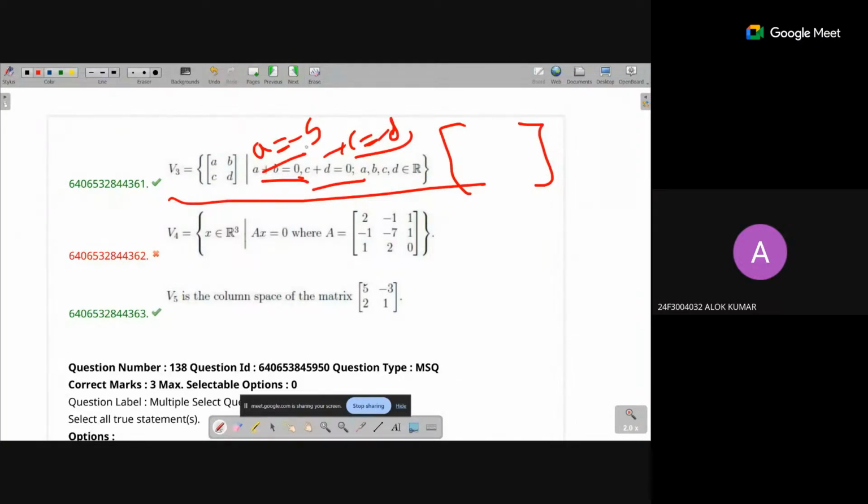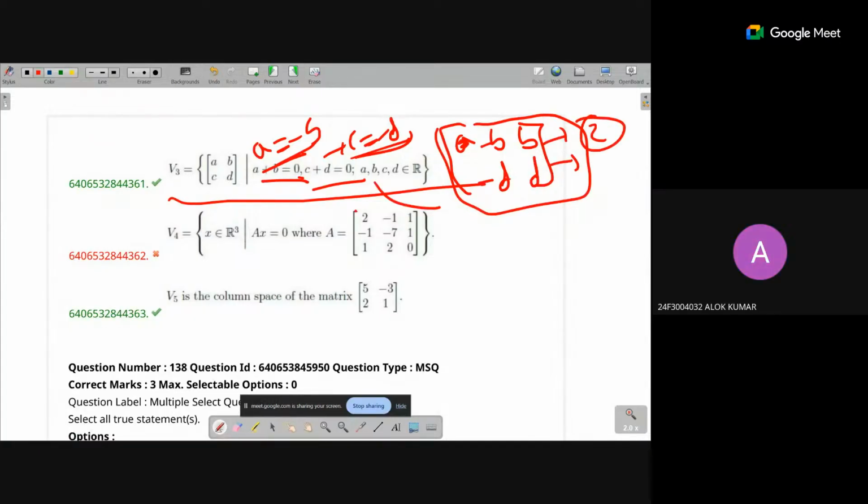If a plus b is 0, then I can derive this. So in the place of a, I can put minus b, and in the place of c, I can put minus d, and here a and b remain. So how many independent variables? Only two. So dimension is 2. So it is also isomorphic. Okay, get that.